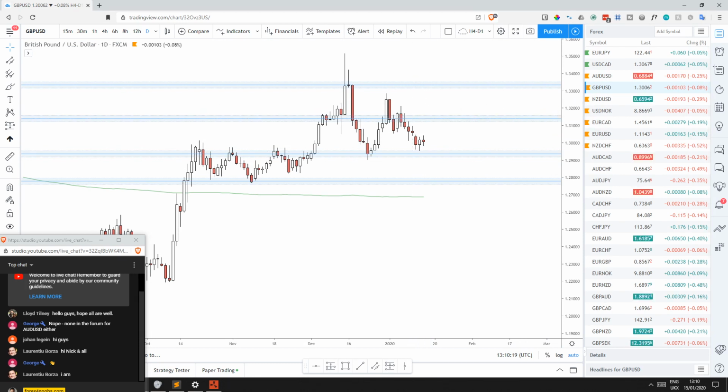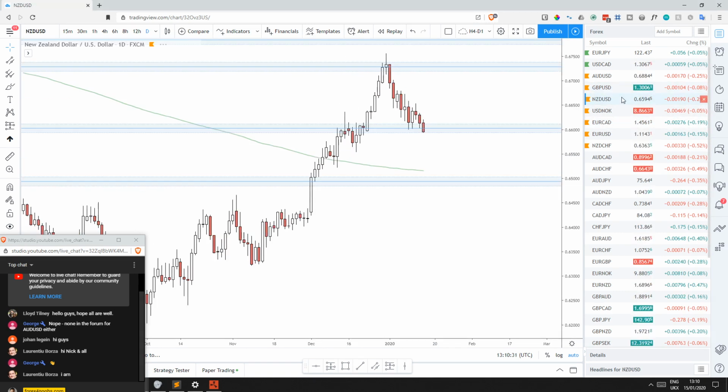GBP USD, we're looking for this to push into support. It's moving down at the moment. We just wanted to push into support for a potential long trade here. So these ones are a while from working out.